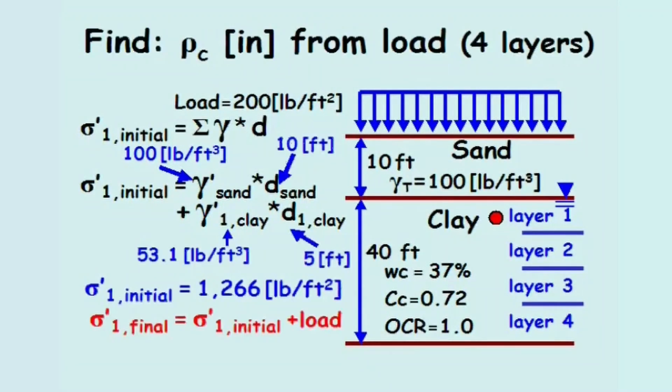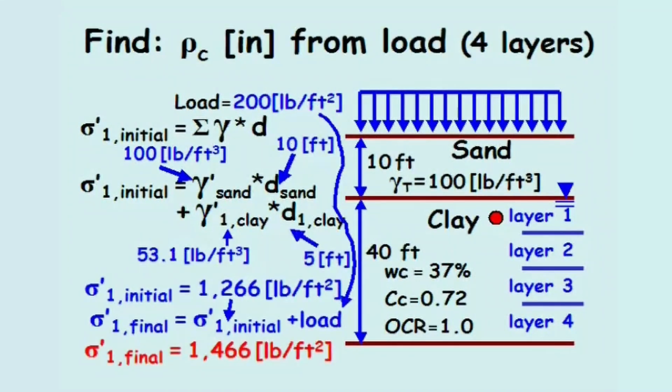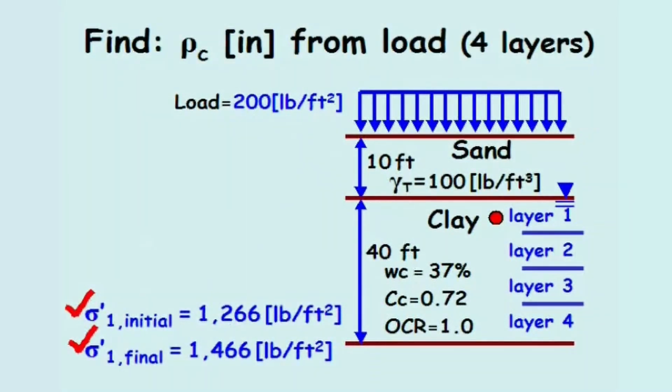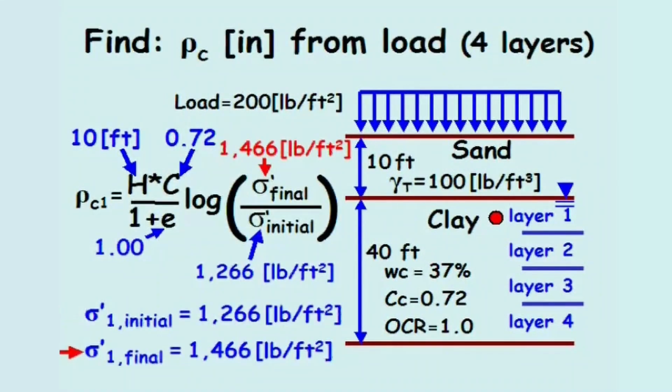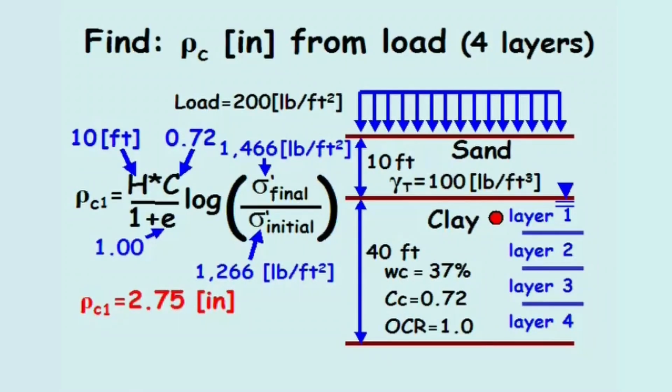The final vertical effective stress is equal to the initial vertical effective stress plus the added load of 200 pounds per square feet, or 1,466 pounds per square feet. So we have our initial and our final effective stress values, and we can solve for our consolidation settlement for the first layer, which turns out to be 2.75 inches. Keep in mind, this is just one of 4 10-foot thick clay layers to evaluate.